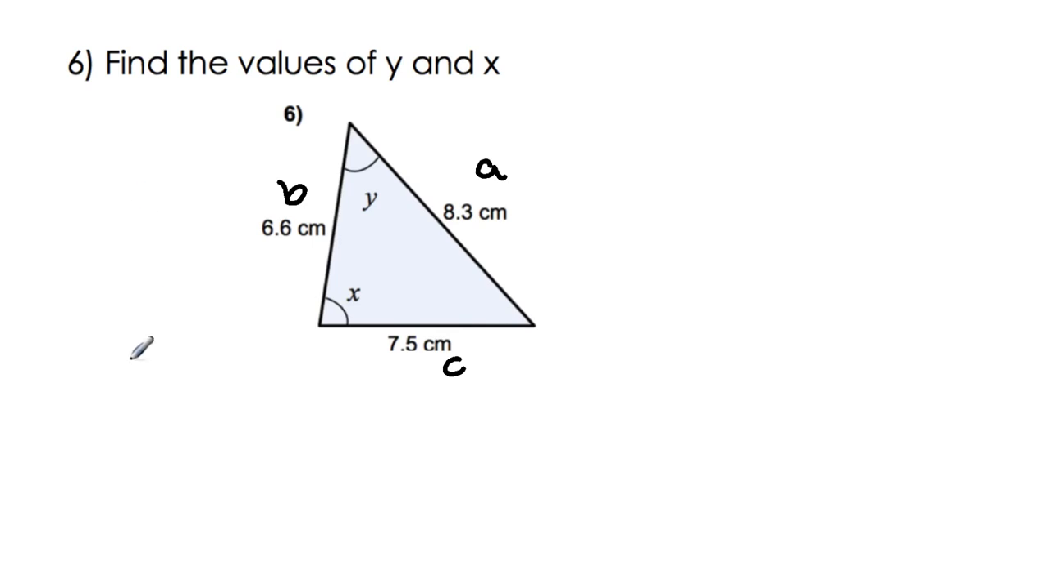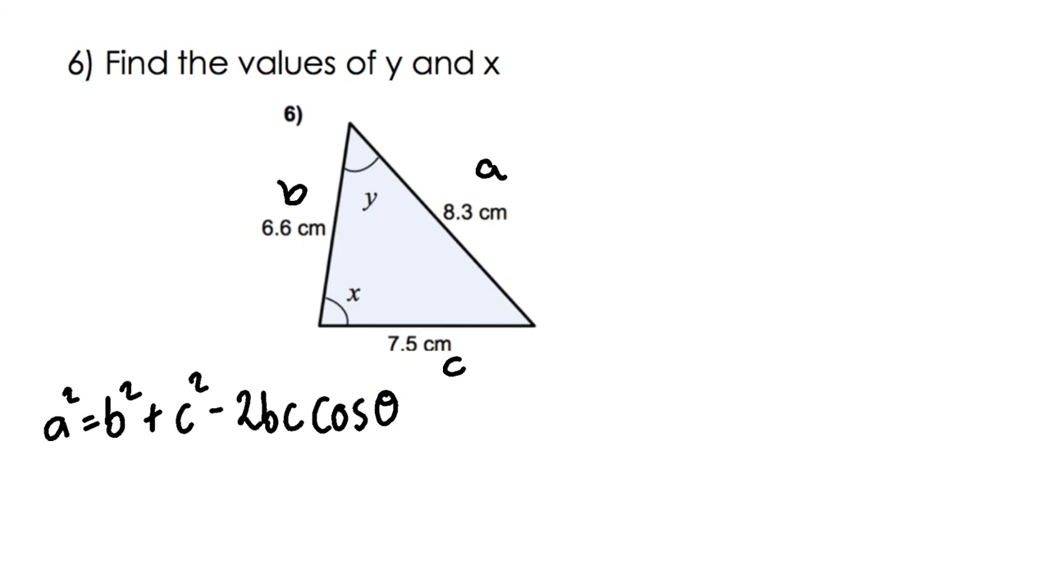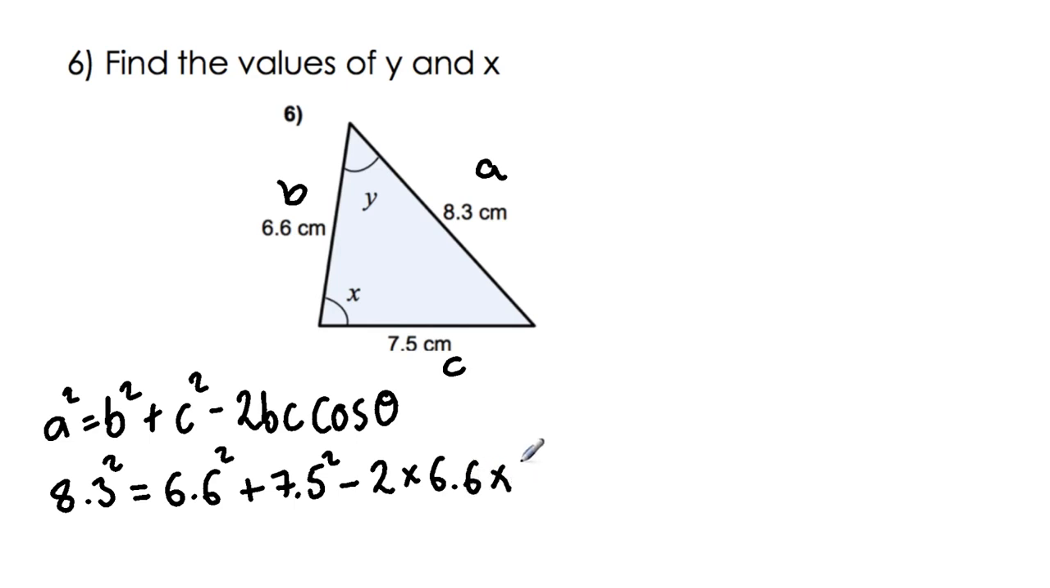So the cosine equation is A squared equals B squared plus C squared minus 2BC cos theta. Now I'm going to substitute the values of A, B, and C into the equation. So A is equal to 8.3 squared equals 6.6 squared plus 7.5 squared minus 2 times 6.6 times 7.5 cos theta.